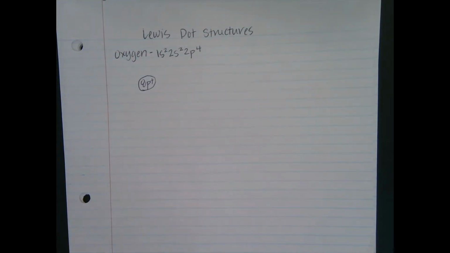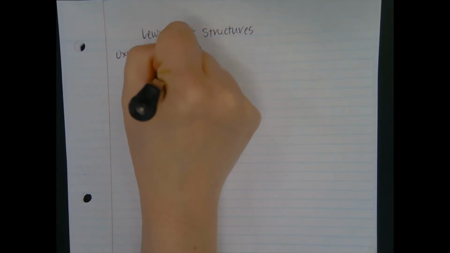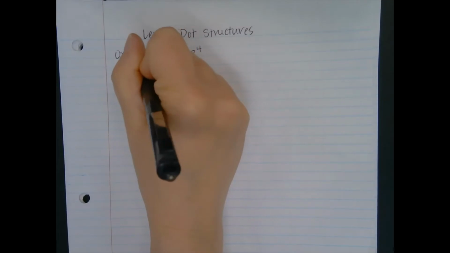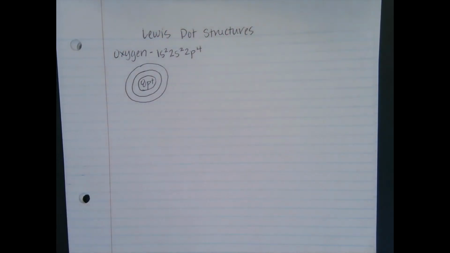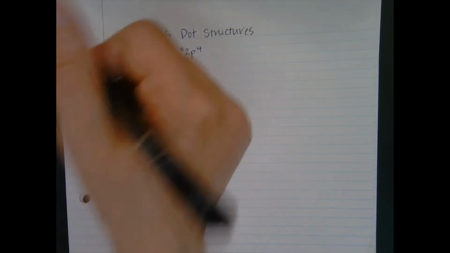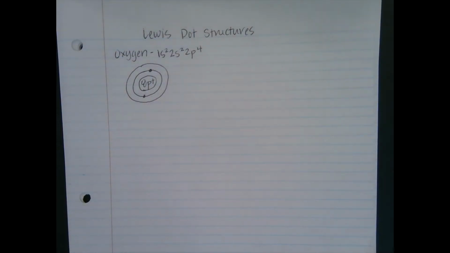And how many rings are you going to draw? 2. So we're drawing 2 rings to represent those 2 energy levels that oxygen has. Okay. So far, this is just review, yeah? How many go on the first ring? 2. Now I want you to switch to the red pen.